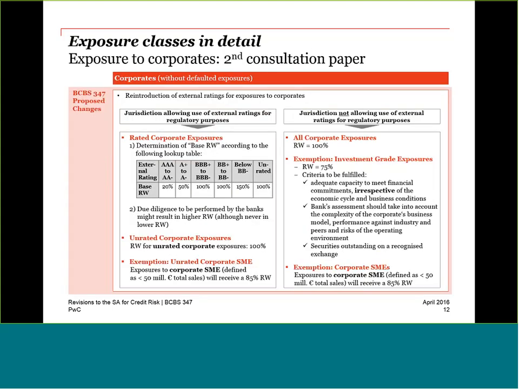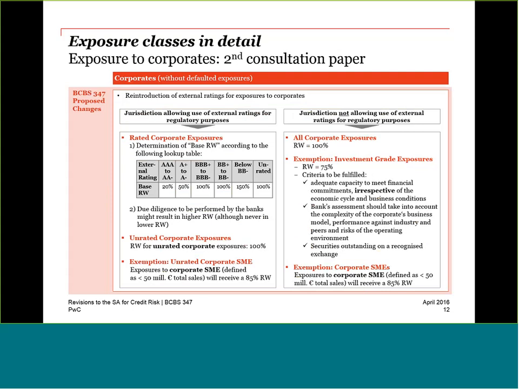And we continue with the exposure class of corporates, and here the picture is rather similar to the one I just presented with regard to institutions. External ratings are back. The lookup table for the risk weight might seem very familiar to you, and once again we have this requirement for a due diligence to find out whether a higher risk weight may be appropriate. There is one exception, which is unrated corporate SMEs, which will receive an 85% risk weight according to the Basel Committee.